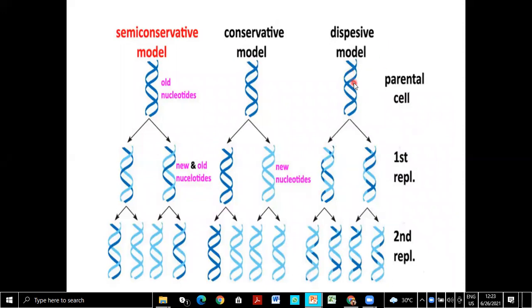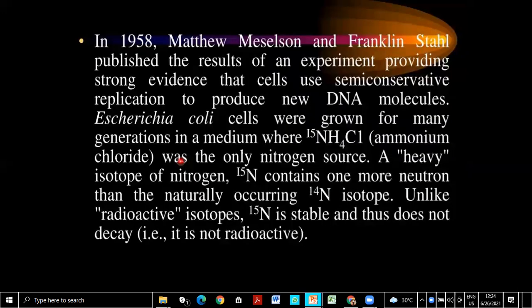See, this is the parental DNA. It will break, and all the fragments of the DNA will synthesize new strands, and they will join anyhow, randomly. So the daughter DNAs contain parental strand as well as new strands; part of them are parental, part of them are new, and they are mixed like this. So these are the three modes of DNA replication. Okay, this is for your knowledge, and what we are going to learn is the semi-conservative model, which I already explained in detail in the last video.